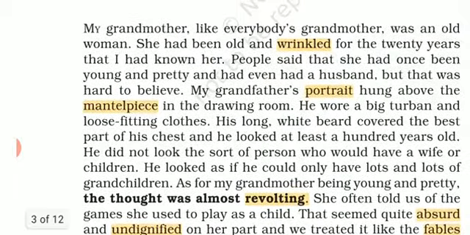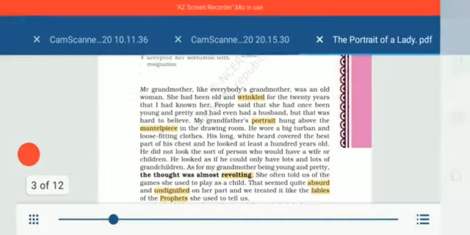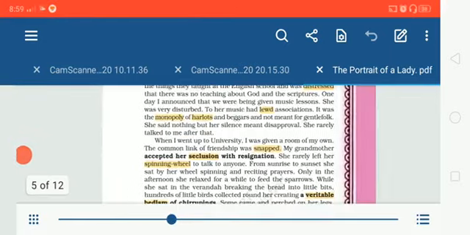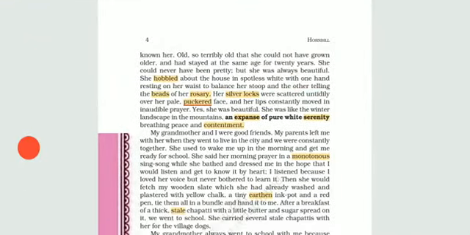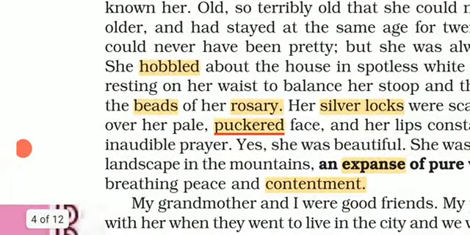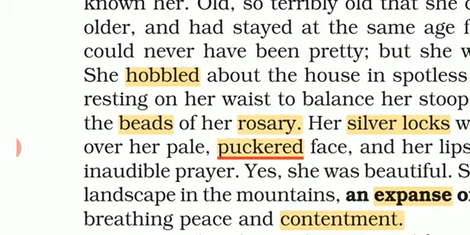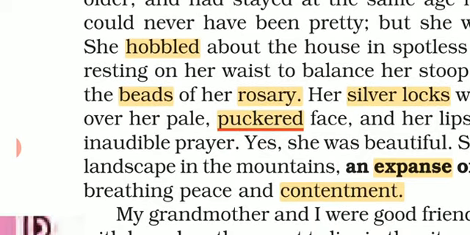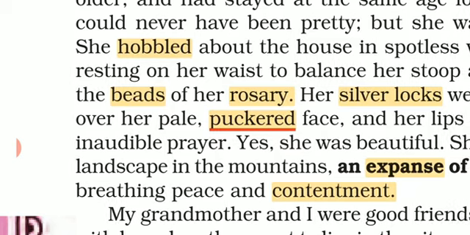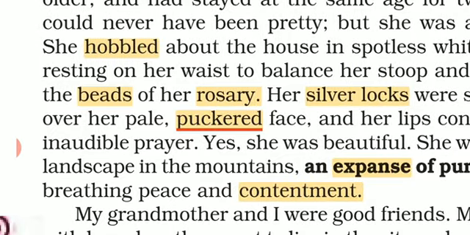So these are the words which can be difficult for you on this page. Now let's move to the second page. On the second page, as you can see over here, the very first word is hobbled. Hobbled means moved unsteadily, or you can say moved with difficulty. Then we have this word beads, which means a small ball shaped body such as pearls. Rosary. It is a string of beads used for praying, mala.